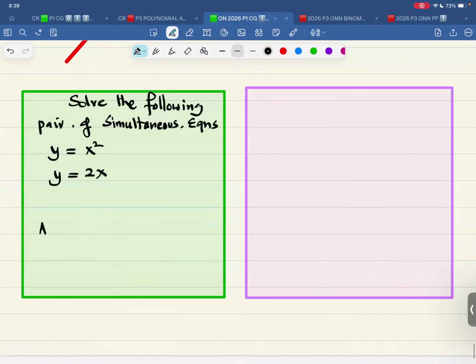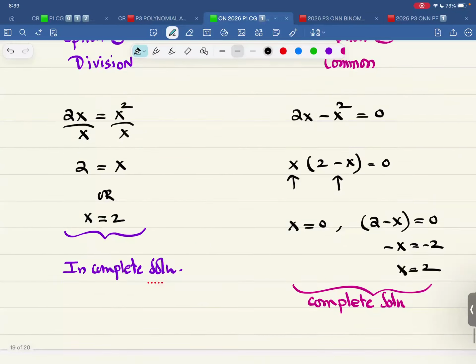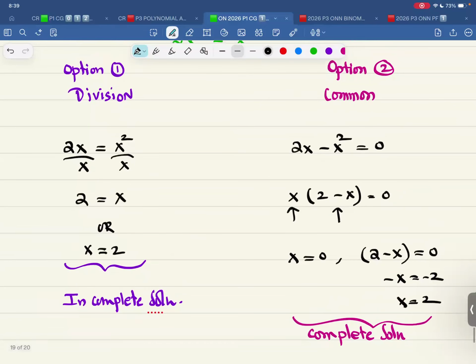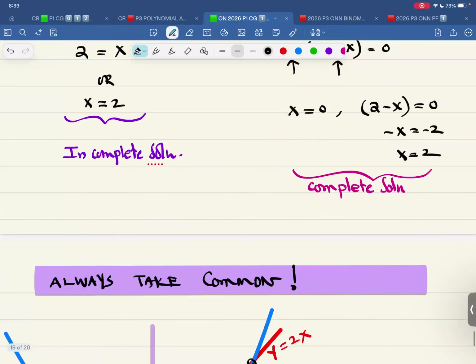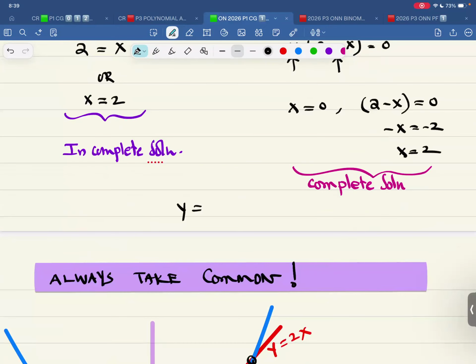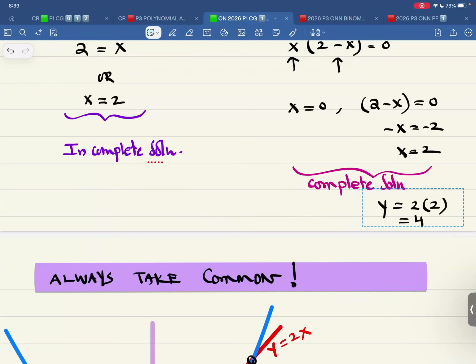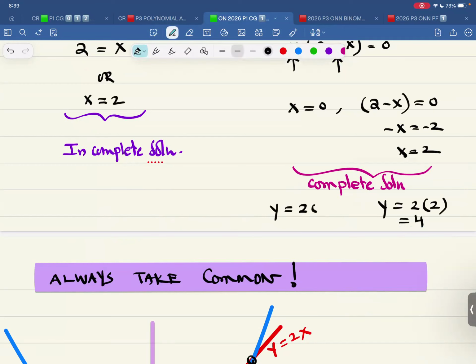So the answer that you will get, you will write it like this. You found the values of x, x is 2. And then when x is 2, what is y? So y is equals to 2 times 2, which comes out to be 4. So x is 0, and this is the other answer. Hold for a second. And the other one, y is 2 times 0, which is 0.